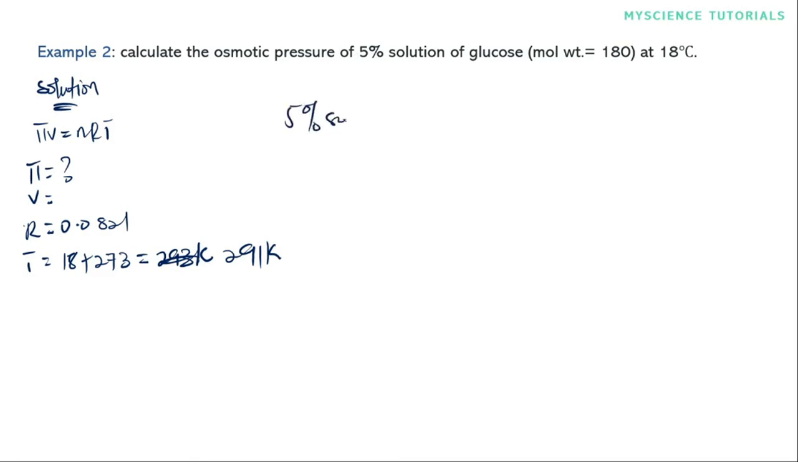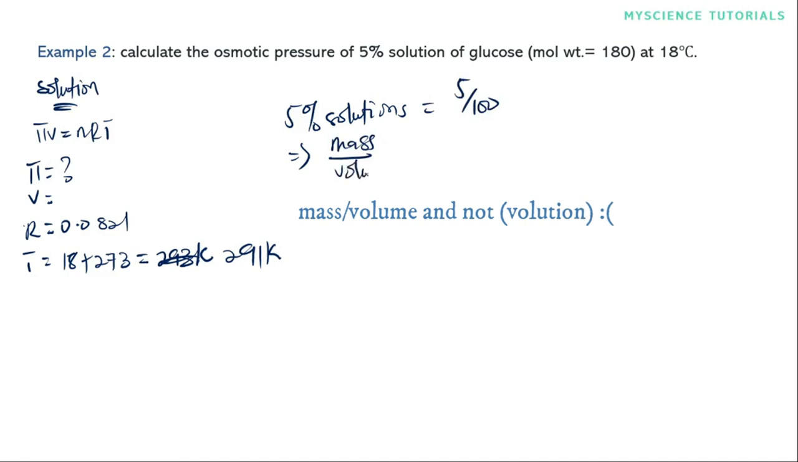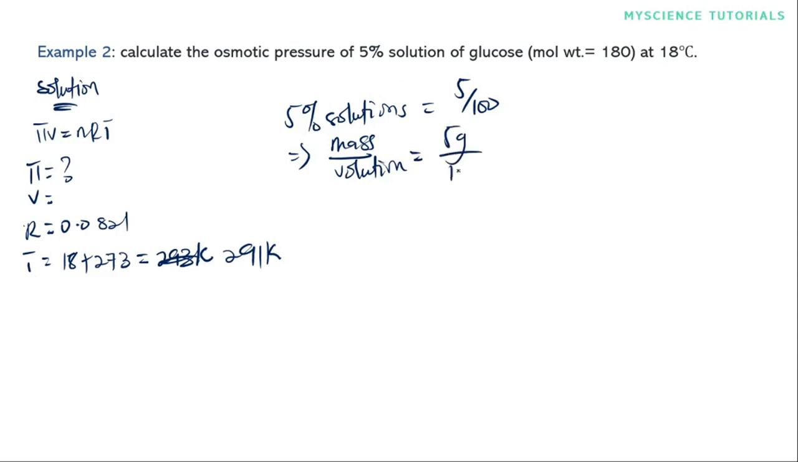All right, now we can see that we have a 5% solution of glucose. So it means the mass of the solute dissolved in the solution, 5% means 5 over 100. So the mass dissolved in a particular volume to form the glucose solution will be 5 grams of the glucose in 100 ml of the solvent to form the 5% solution. So our volume from this is 100 ml, which is equal to 0.1 liters.